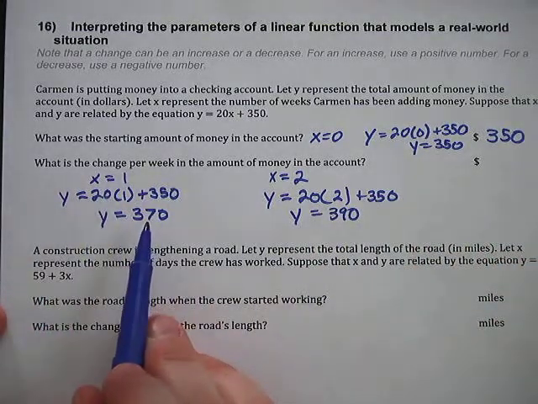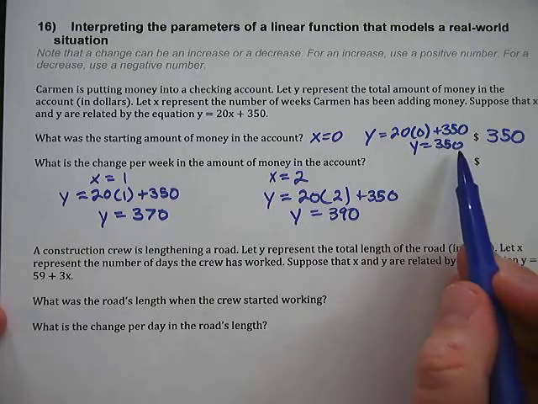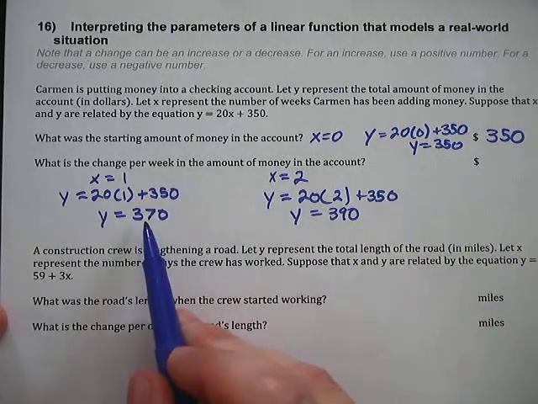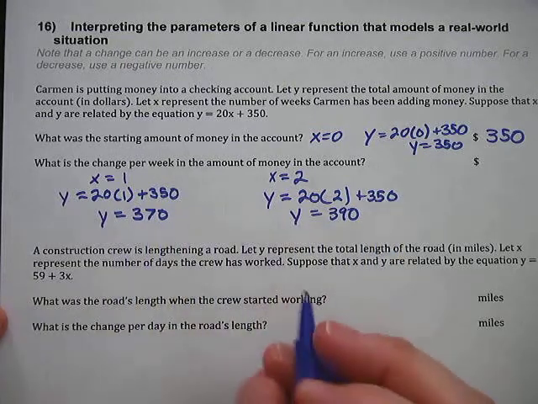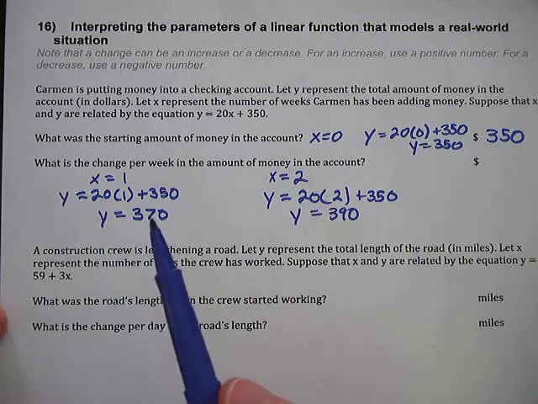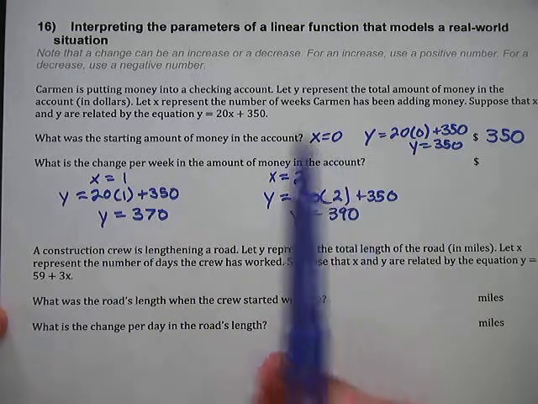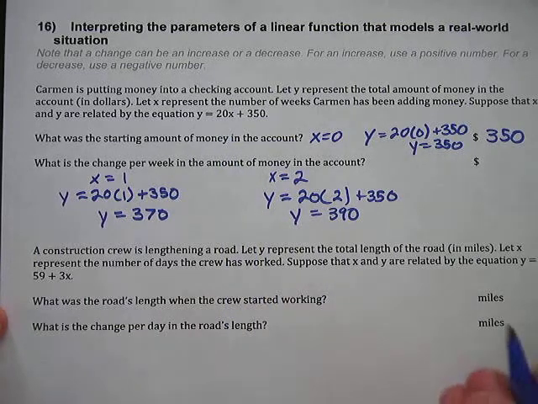We can even use the one where we plugged in 0 too. At week 0 we were at 350 and it went up to 370. From week 1 to week 2 it went up from 370 to 390. So you can see that it's increasing by how much each week. We add 20 to this, we get 370. We add 20 to this, we get 390. So the amount that it's increasing each week is this number in front of the X, which is your slope. So our answer to that is $20.